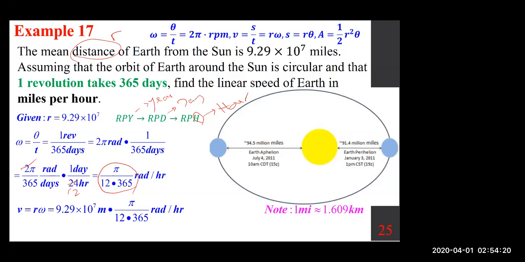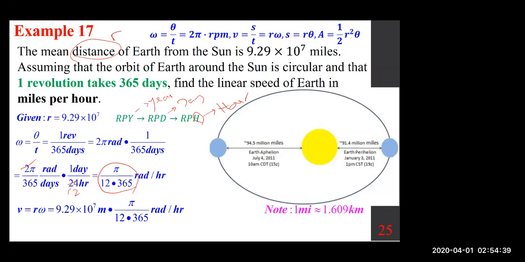First, we calculated omega. Angular velocity was given. When we say 1 revolution, that means 2 pi radians, takes 365 days. So how many revolutions per day? 2 pi divided by 365.